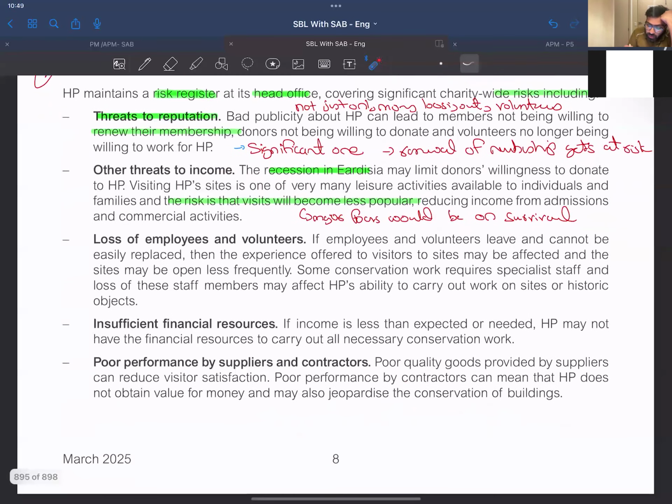Now, loss of employees and volunteers. If employees and volunteers leave and cannot be easily replaced, then the experience offered to visitors to sites may be affected, and the sites may be open less frequently. See, the catering facilities are because of the volunteers.